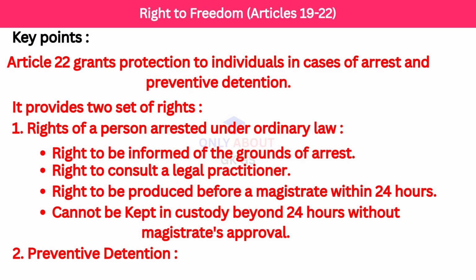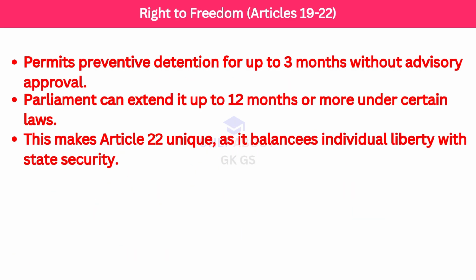Right to be produced before a magistrate within 24 hours, cannot be kept in custody beyond 24 hours without magistrate approval. Number 2. Preventive detention permits preventive detention for up to 3 months without advisory board approval. Parliament can extend it up to 12 months or more under certain laws. This makes Article 22 unique as it balances individual liberty with state security.